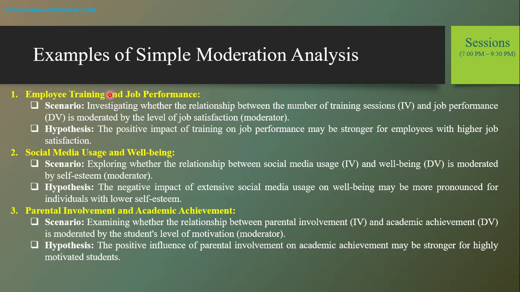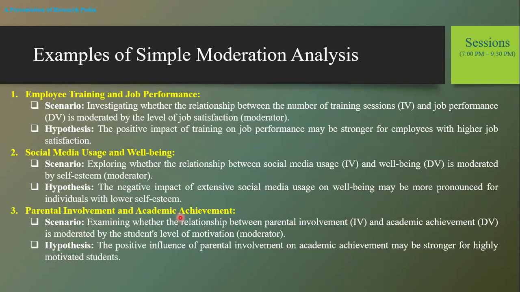So I was discussing the third scenario where you may be interested in examining whether the relationship between parental involvement and academic achievement is moderated by the student's level of motivation. It means if a student is motivated, then parental involvement may have a strong impact on academic achievement. If a student is not motivated, or has less motivation, then the parental involvement impact may have less impact on academic achievement.